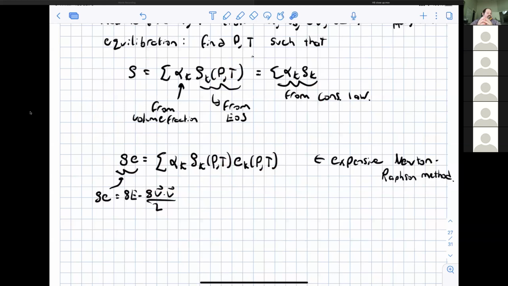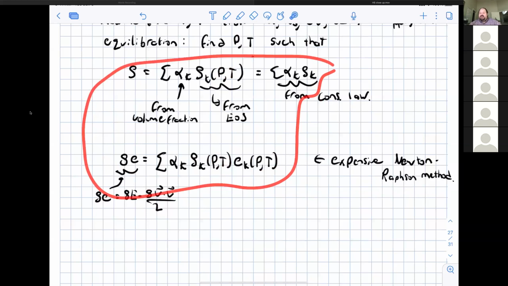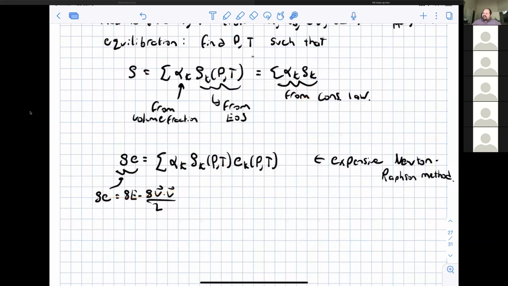done post-processing? Oh no, this is done every single time you need pressure and temperature, which is basically every single time step at every single computational cell. You have to solve this. So this is solved billions and billions upon billions of times. So that's why the expensive Newton-Raphson method really puts a kink in the hose.